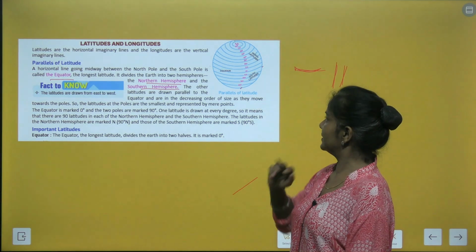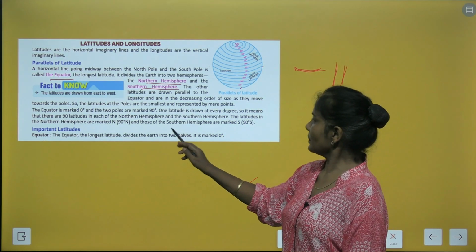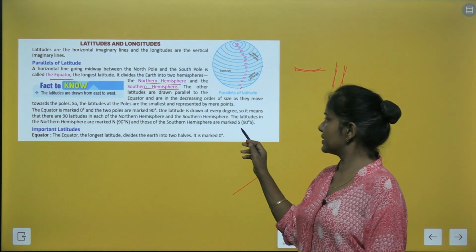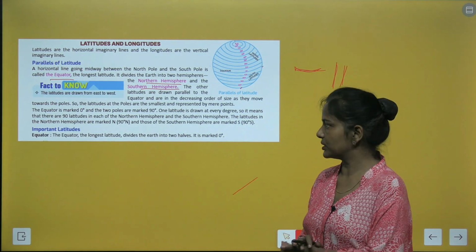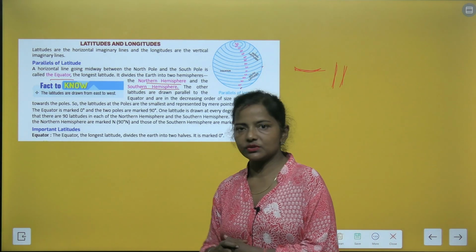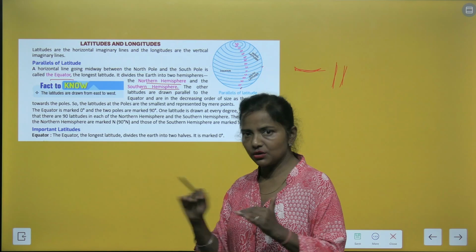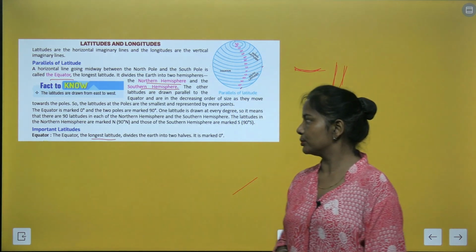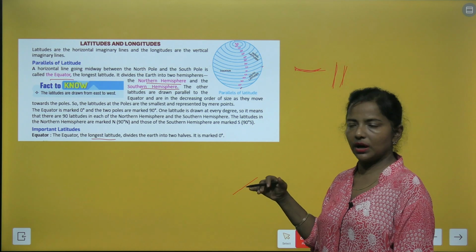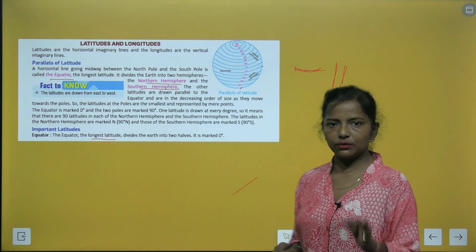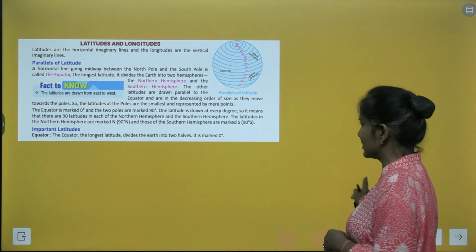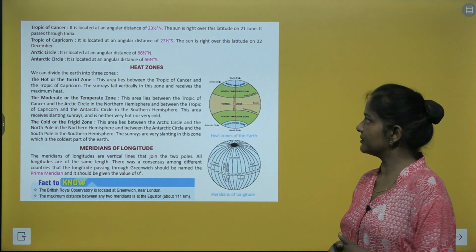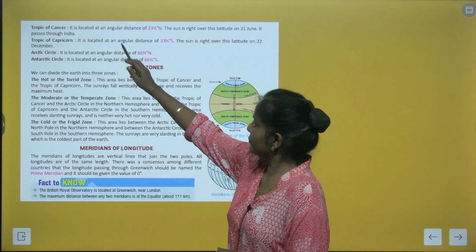90 degree N. Okay, and those of southern hemisphere are marked 90 degree south. Now important latitudes, कौन सी हैं? Latitudes means horizontal. Equator. The equator, the longest latitude, divides the earth into two halves. It is marked 0 degree और उसको 0 degree mark किया जाता है और अर्थ को दो पार्ट्स में डिवाइड करता है.